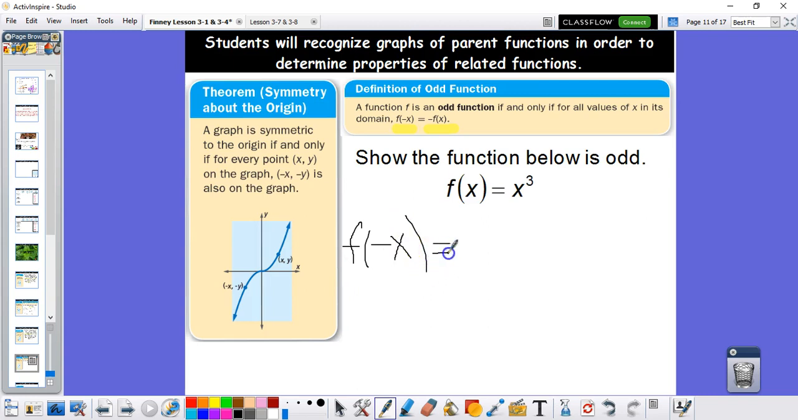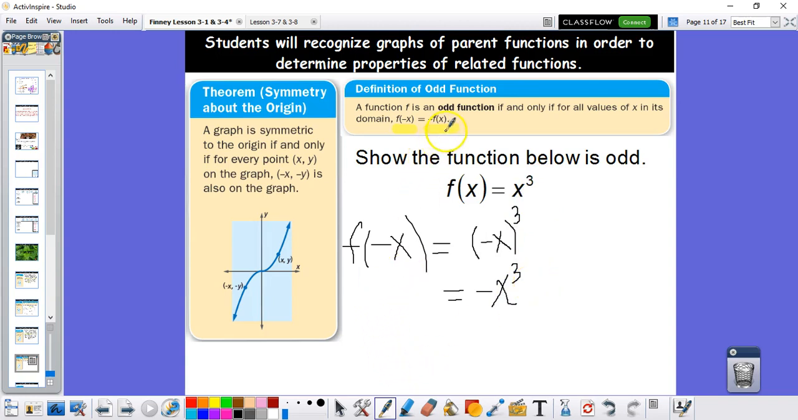So what we're going to do first is take negative x, put it in for x, just like we did before. At this time, we're cubing it. So what is negative 1x, or negative x, to the third? Well, negative times negative is positive, times negative is negative. So that's a negative x to the third. So the first question, are these two the same? No. So it's not even.